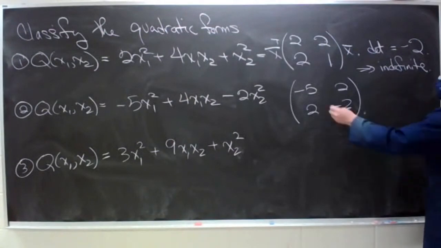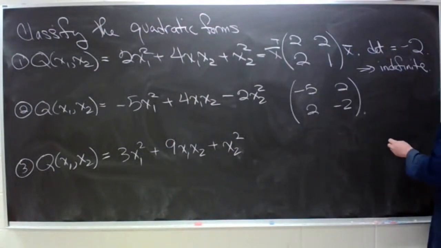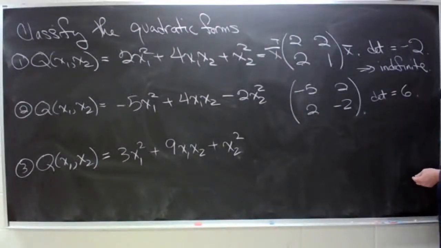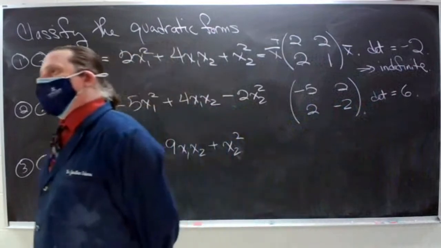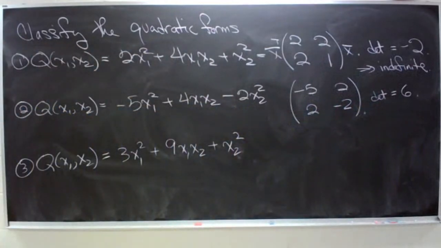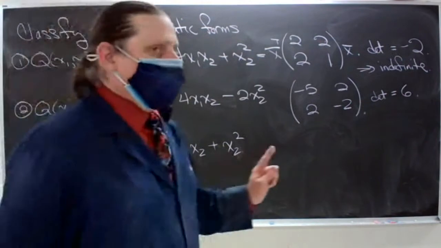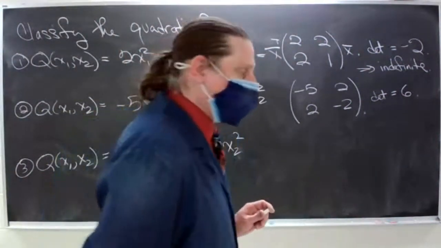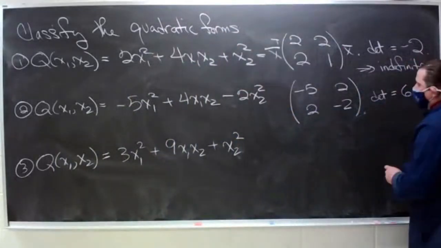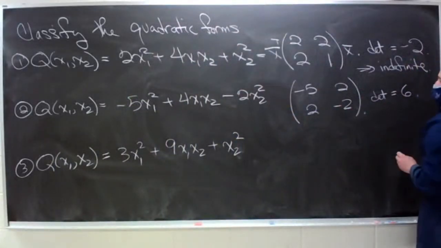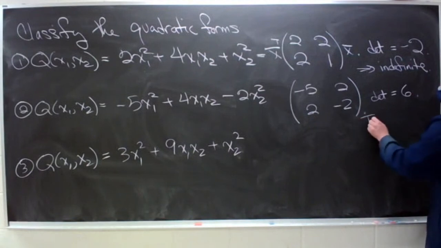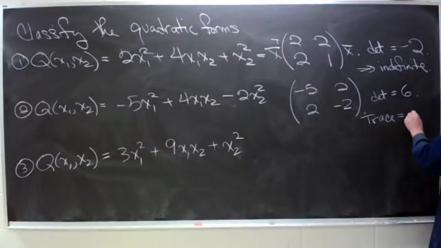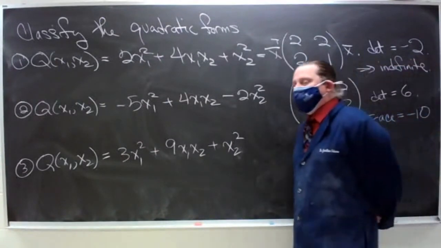All right. The determinant is 6. That means that the 2 eigenvalues have the same sign. It does not mean that they're positive. It means that they have the same sign. In order to determine that sign, we can look at the trace. The trace is the sum of the eigenvalues.